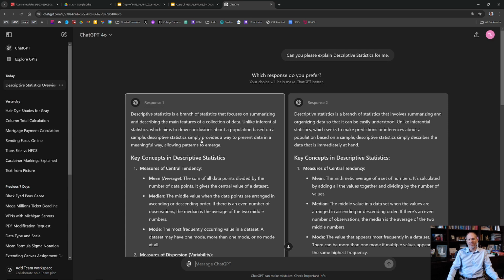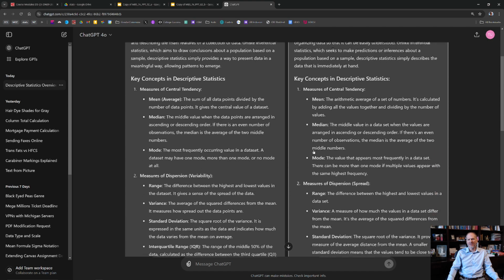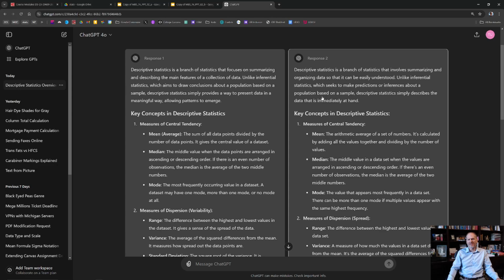Descriptive statistics simply provides a way to present data in a meaningful way, allowing patterns to emerge. So presenting data in a meaningful way, allowing patterns to emerge. And so here we have a slightly different version paragraph. Descriptive statistics is a branch of stats that involves summarizing and organizing data so that it can be easily understood. Unlike inferential statistics, which seeks to make predictions or inferences about a population based on a sample, descriptive statistics simply describes the data that is immediately at hand.